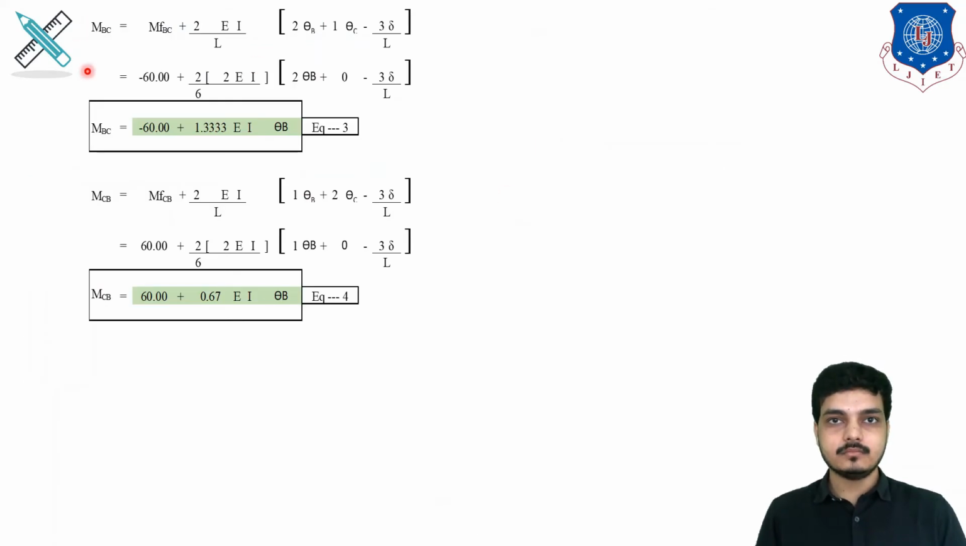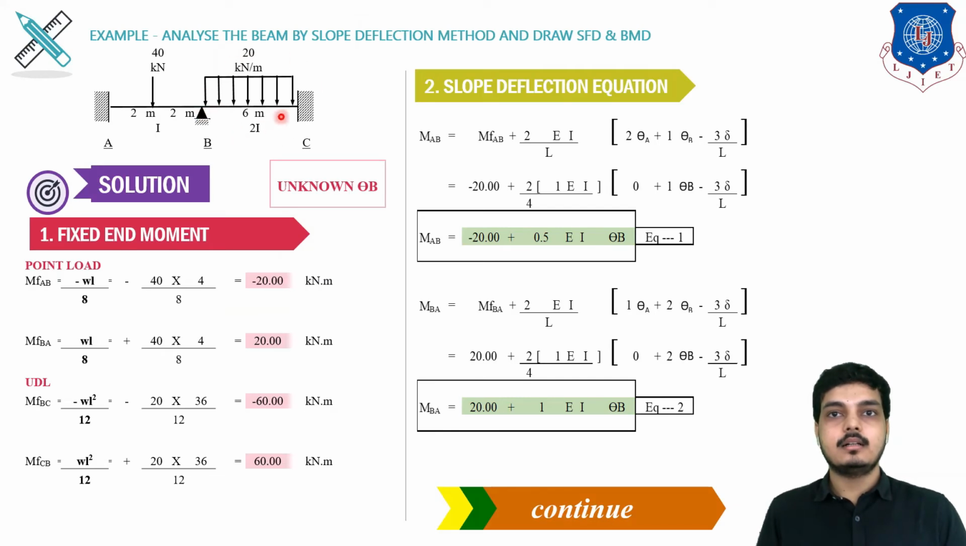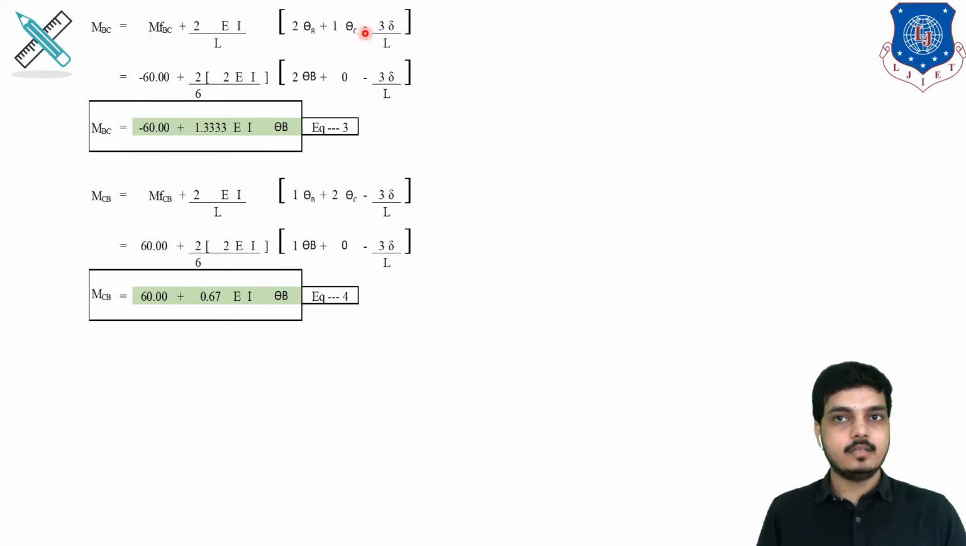Now MBC. For each and every span we have to form an equation. Every time it won't be AB and BA; we have to form a different equation for a different span. So my span is BC. So MFBC plus 2EI upon L in bracket: if first is B, then 2 theta B; second is C, then 1 theta C, minus 3 delta by L. Now theta C, as you know, C support is a fixed support, so theta C will be 0, delta will be 0, so this entire term will be 0.